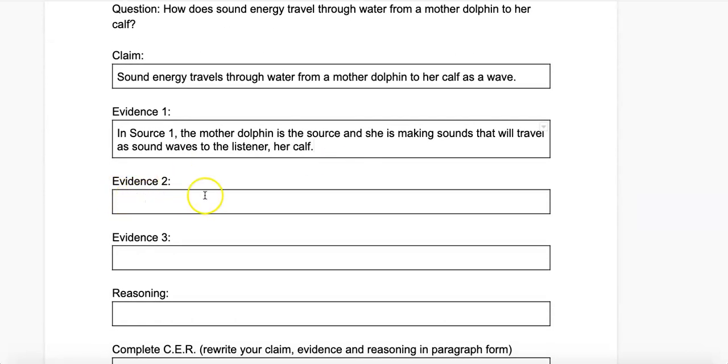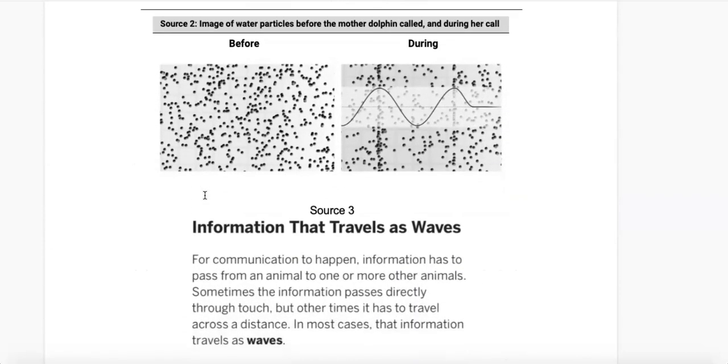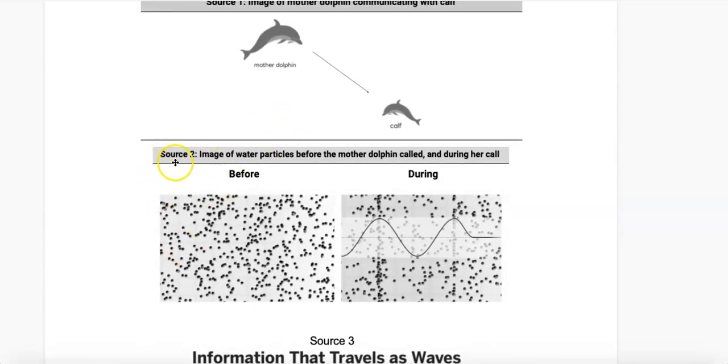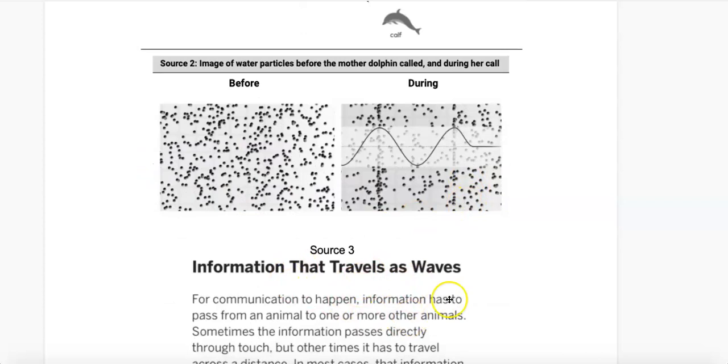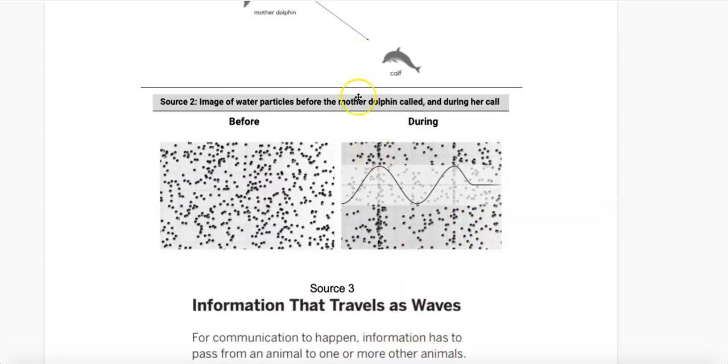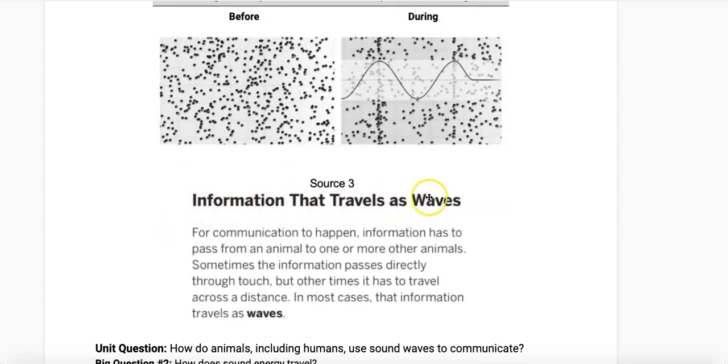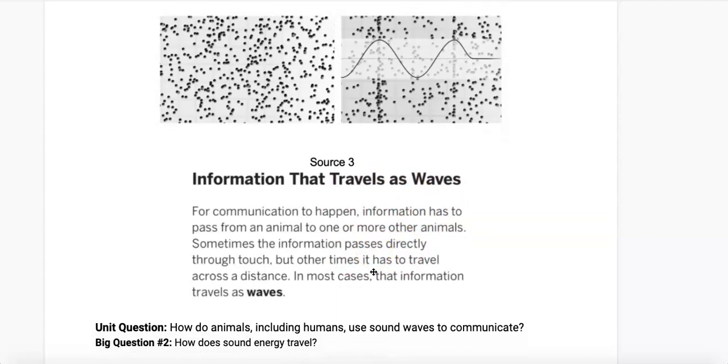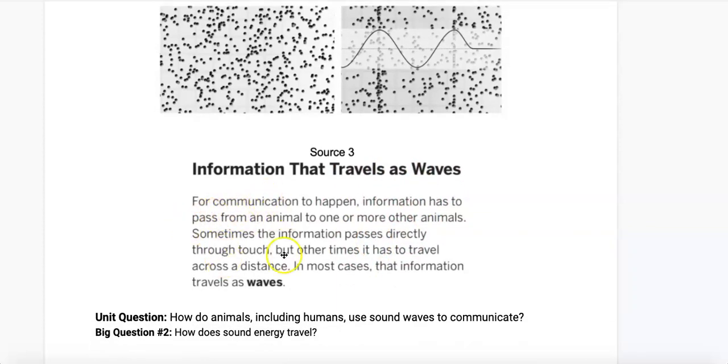For evidence 2, I'm going to continue on and skip source 2 because I want to continue talking about waves. Since we talked about sound waves with the mother, I'm actually going to continue here and put in some more evidence about what I know from waves. So I'm going to go ahead and read that paragraph. For communication to happen, information has to pass from an animal to one or more other animals. Sometimes the information passes directly through touch, but other times it has to travel across a distance. In most cases, that information travels as waves.